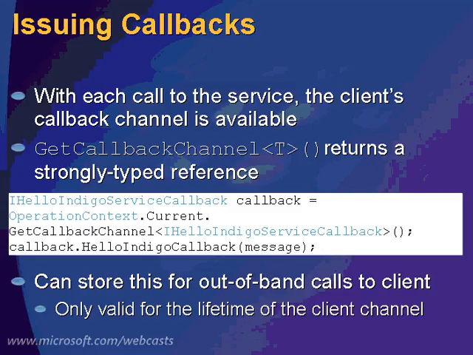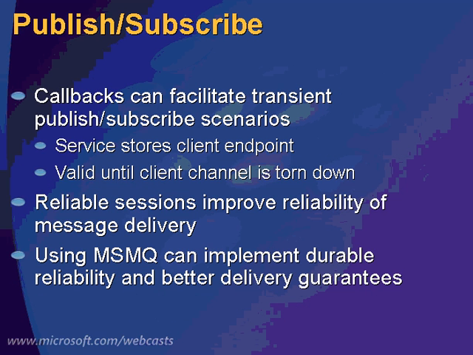So as for issuing callbacks, the operation context has access to the current context, which has access to the callback channel that was passed in from the client. We use that to get access to the callback channel, and we use that to call any of the operations exposed by that channel. So it's really like calling a service at the client. And if you want to do publish-subscribe, then you can use duplex to facilitate a transient result, and you can add reliable sessions, which I'll talk about in a later webcast, to improve the reliability of delivery, especially for one-way operations. MSMQ would give durability.